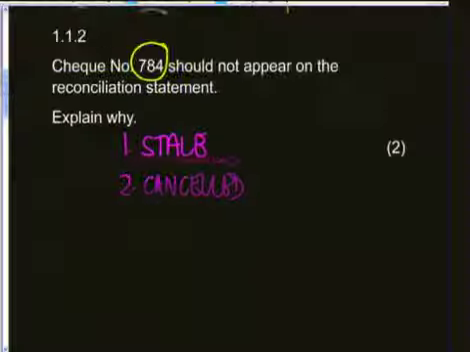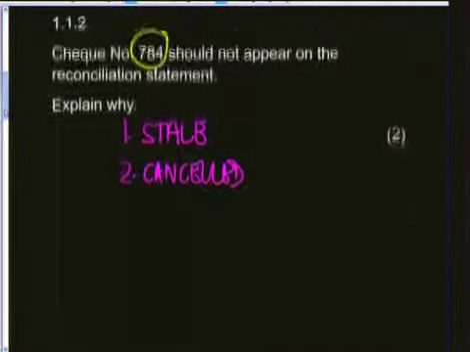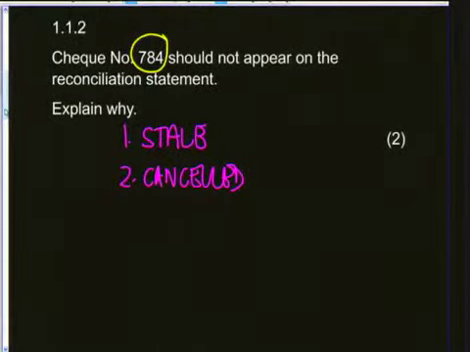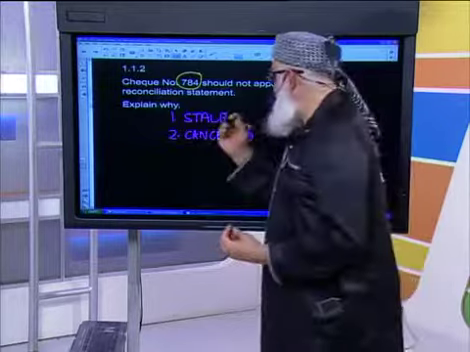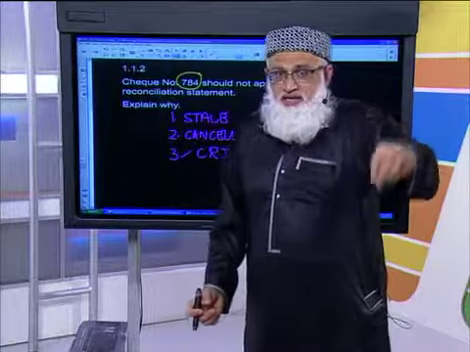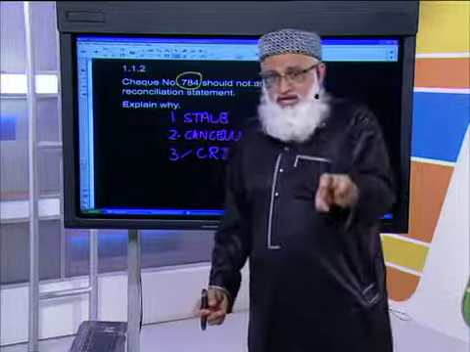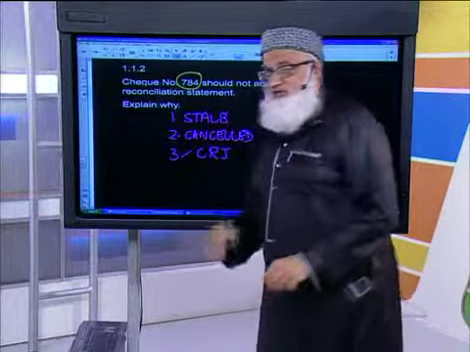And if we look at the next question, let's get on with this question. This check has to be cancelled. Reason: the money has not left our account. So therefore, we will cancel this check in the cash receipts journal. Why? Because when we initially wrote out this check, it was entered and issued in the cash payments journal. So the cancellation thereof will take place in the cash receipts journal.